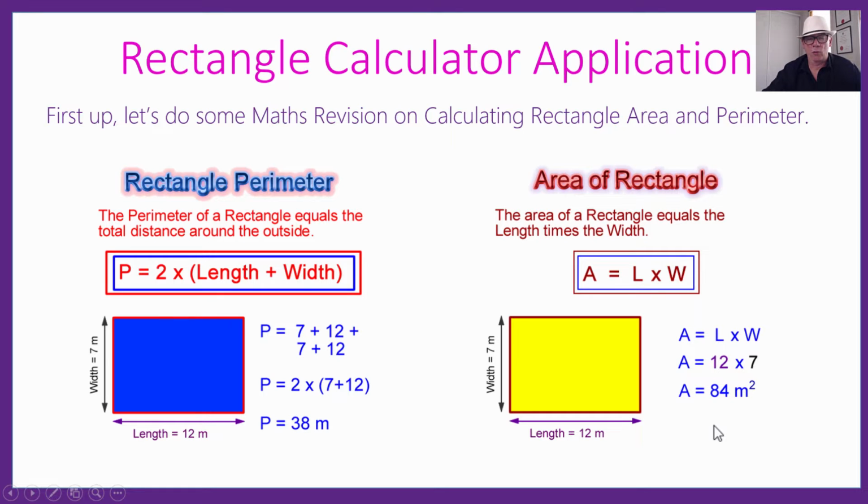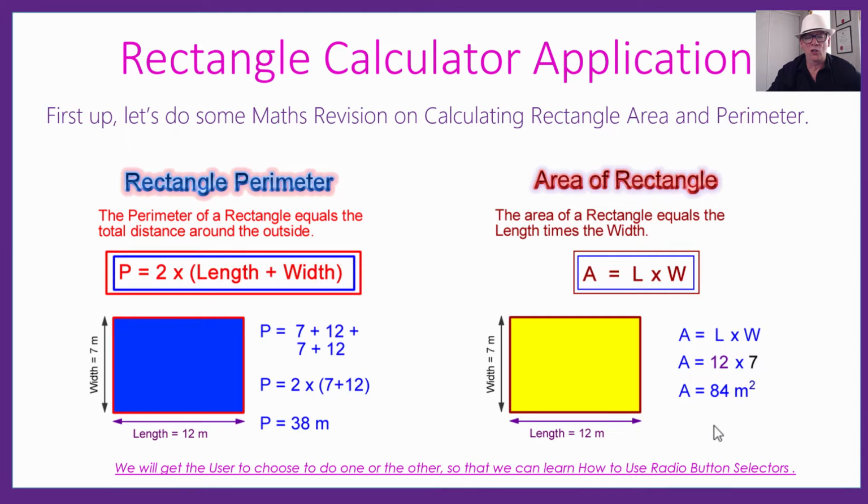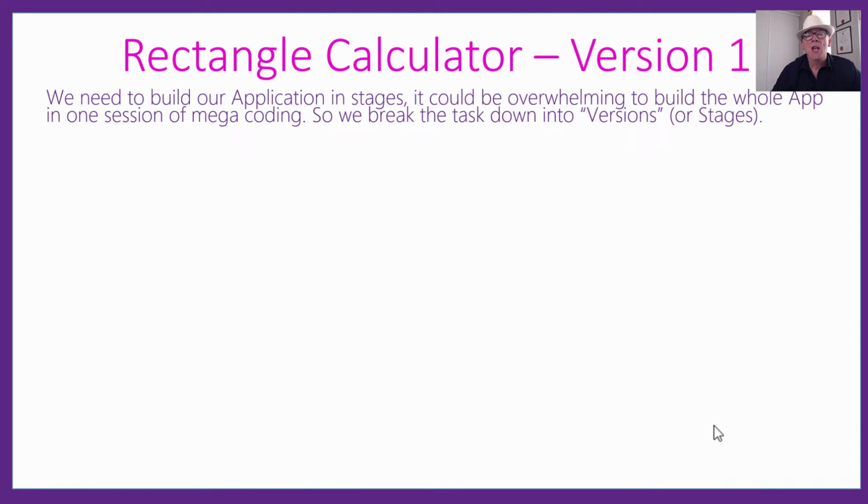So that's just a revision of perimeter and area of a rectangle, because obviously when we're testing our program, we need to calculate the answers ourselves with old school mathematics like this to check that our app's actually giving the right answers, because it's not going to be a good app for people if it gives the wrong answers, obviously. Okay, so we'll get the user to choose whether they're doing perimeter or area. Look, the app could just easily give both answers, the perimeter and the area, but we wanted to use radio buttons inside a group box and introduce that as some new learning in this lesson, so we're doing it that way.